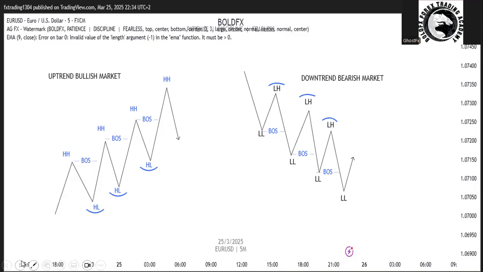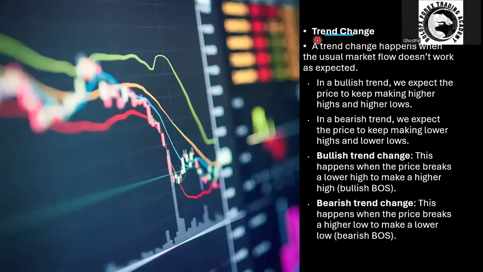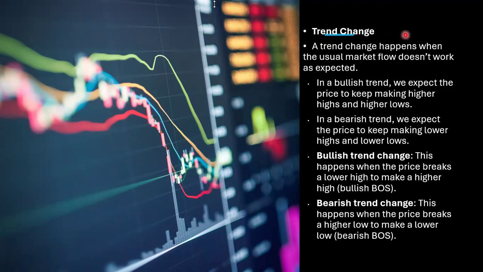Moving on to the next slide. Trend change. A trend change happens when the usual market flow doesn't work as expected. In a bullish trend, we expect the price to keep making higher highs and higher lows. In a bearish trend, we expect the price to keep making lower highs and lower lows.